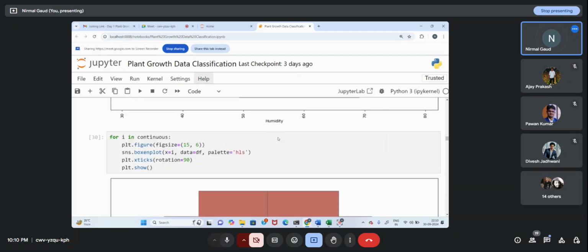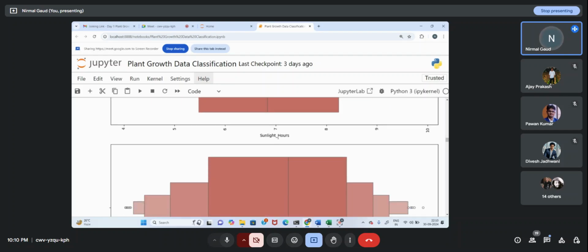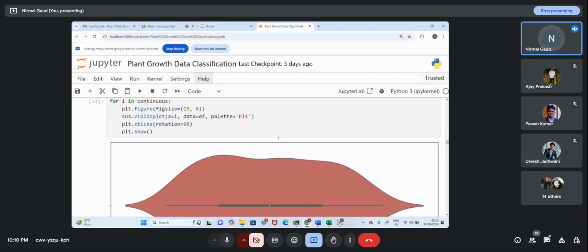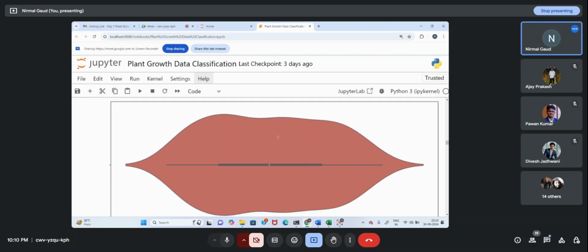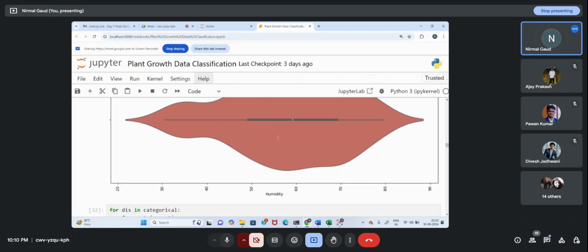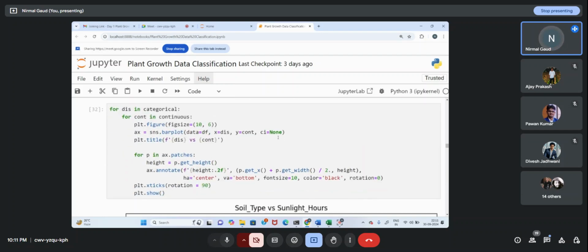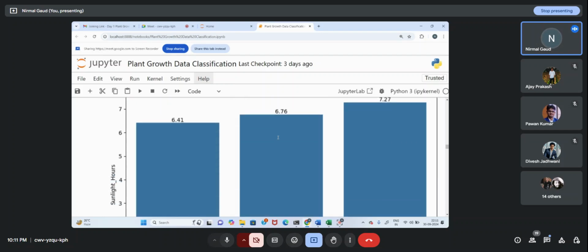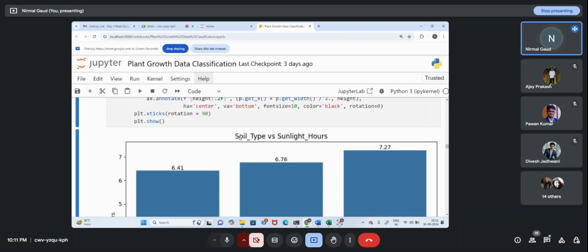Okay, then box plot and violin plot are optional, though I have included them in my project. Then categorical versus continuous. That means how much percentage of soil type is related to the sunlight hours.